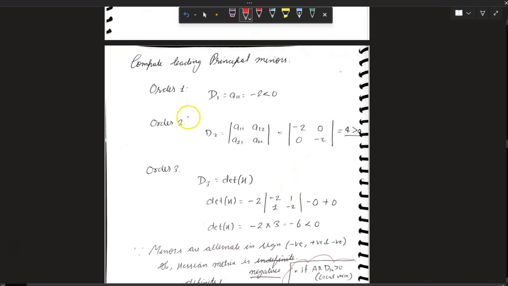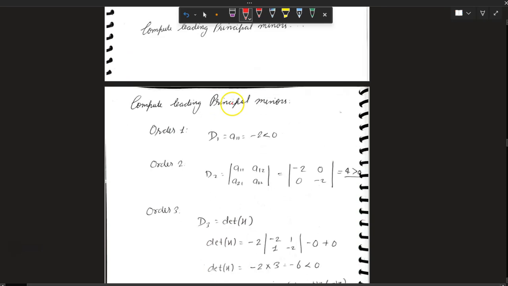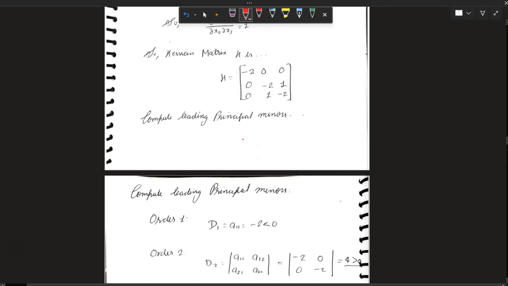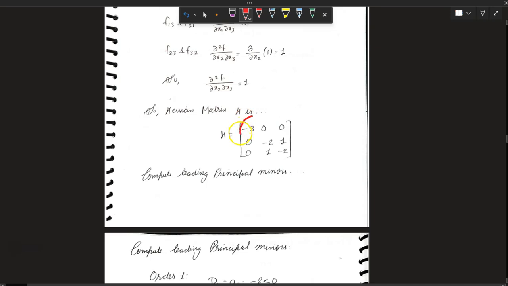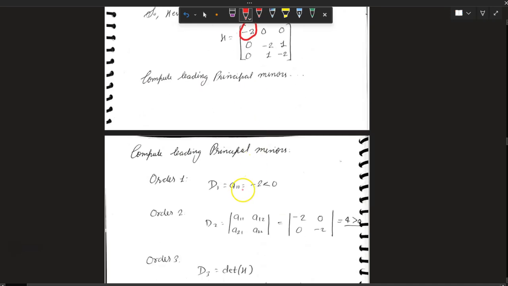So let's see order 1. For order 1, how to calculate dk? k is equal to 1. So d1 is equal to a11. This value you will see here. So d1 is equal to a11 is equal to -2, which is less than 0.